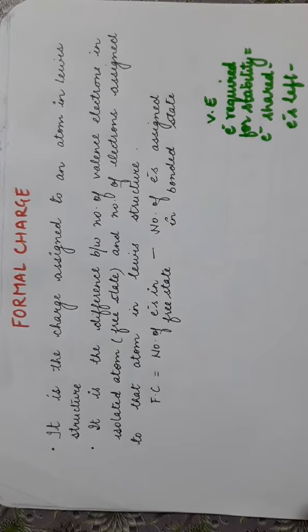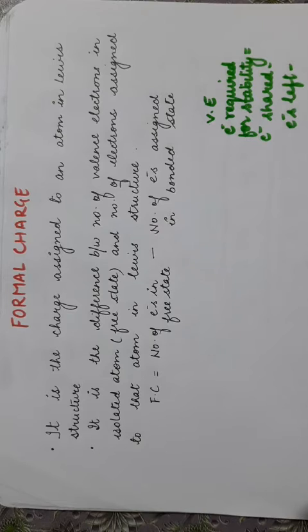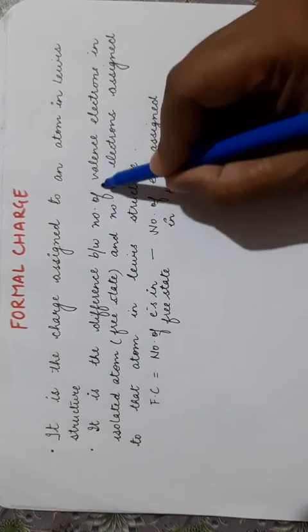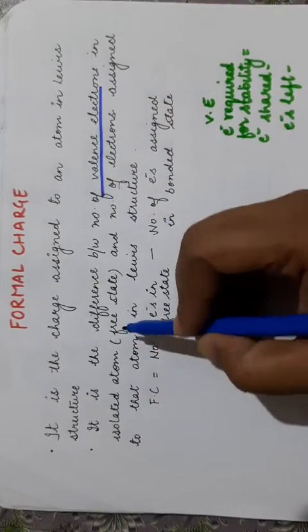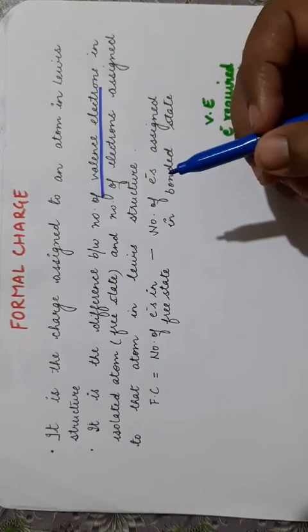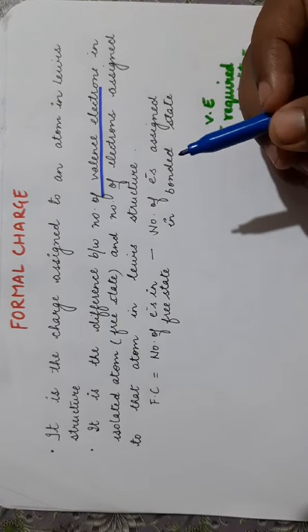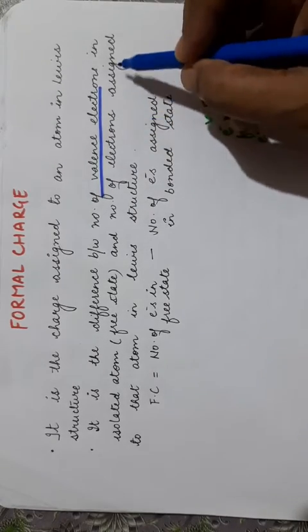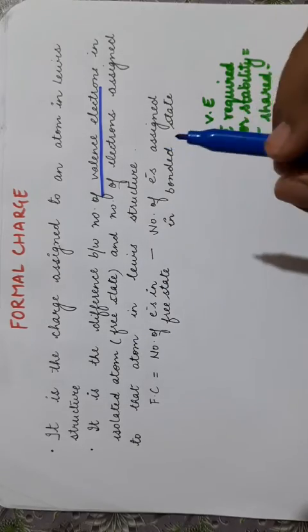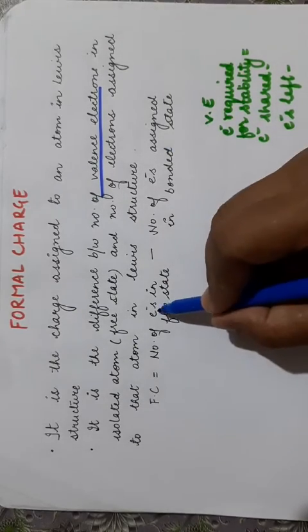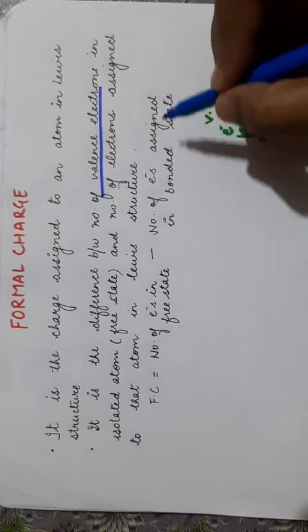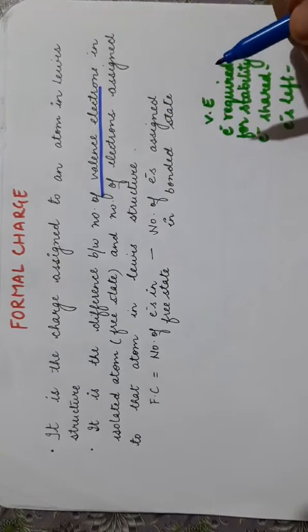It is actually the hypothetical charge which is assigned to an atom in a Lewis structure. So to explain the Lewis structure, some charges are assigned to different atoms. That hypothetical charge is known as formal charge. It is the difference between the number of valence electrons in an isolated atom, that means in the free state, and the number of electrons assigned to that atom in the Lewis dot structure. So formal charge is the number of electrons in the free state minus the number of electrons assigned in the bonded state.